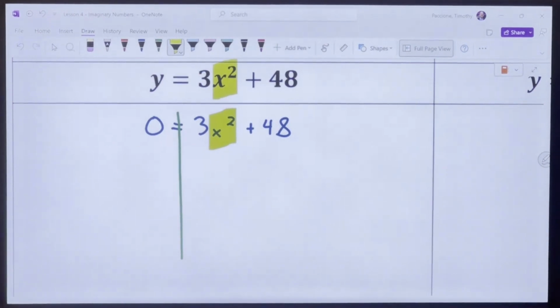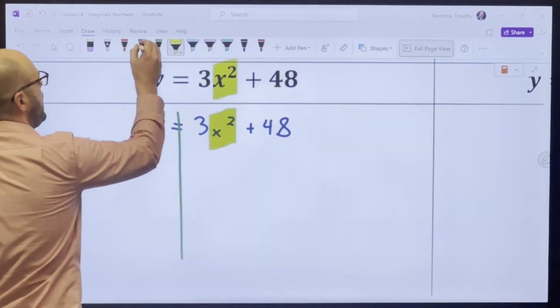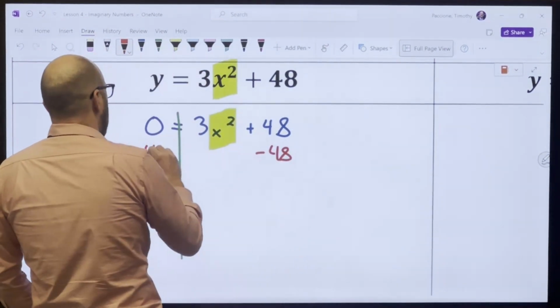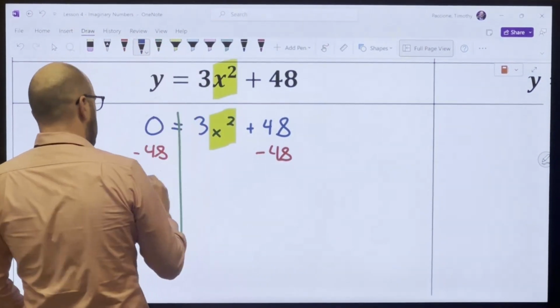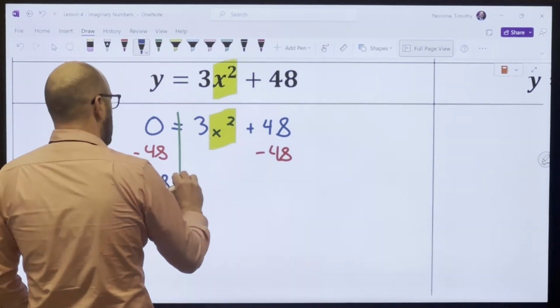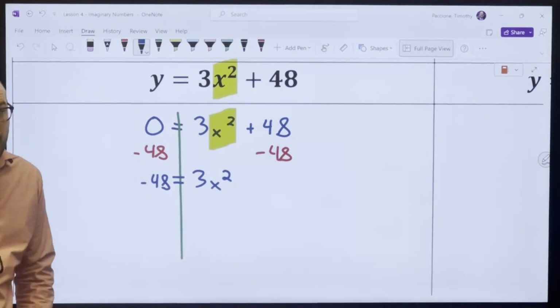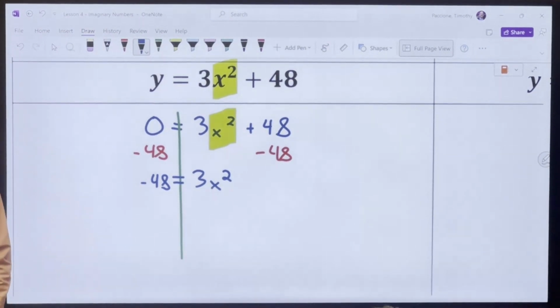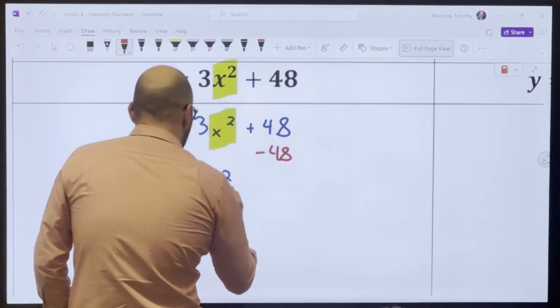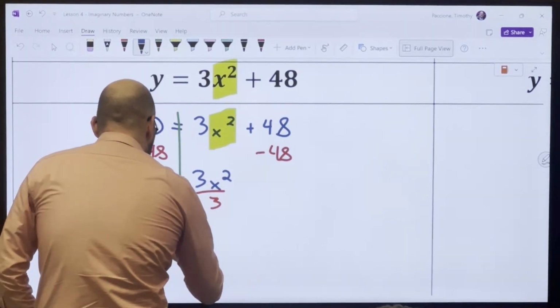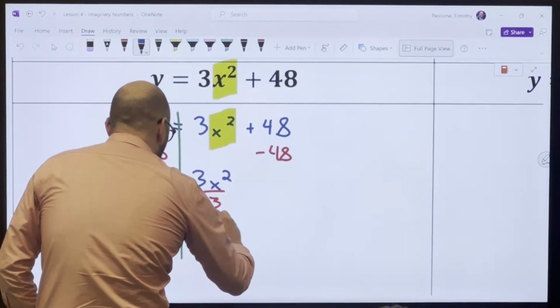Which one do we usually do first? Yeah, add or subtract first. So I'm going to minus 48 and minus 48. My result is negative 48 equals 3x squared. Still don't have the square isolated. There's still a 3 over there. What do I do to get rid of a 3 times? Divide, right? So divide by 3, and I get negative 16 equals x squared.